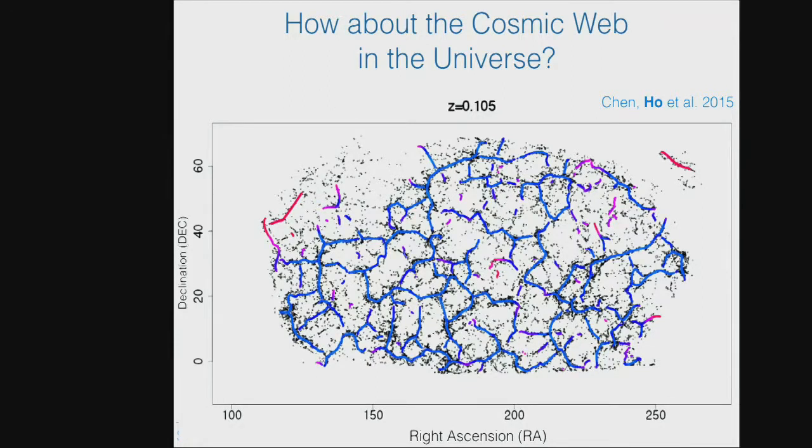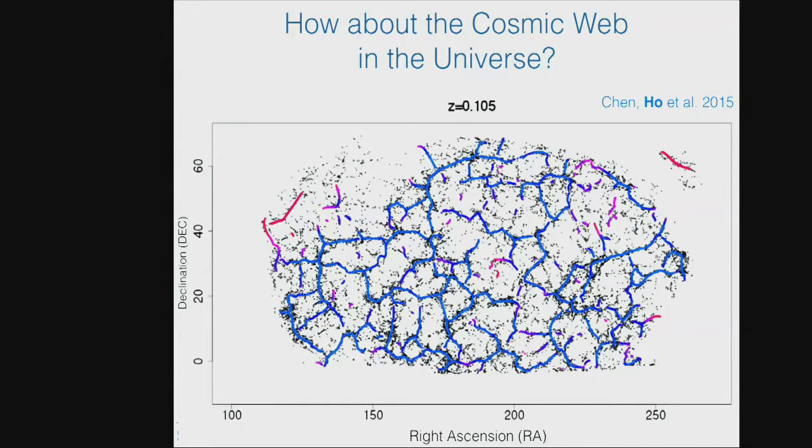And I want to show you a video of going through all of the galaxies in Sloan, from low redshift like 0.105 all the way to 0.7. All the little dots are real galaxies observed in this RA-Dec, right ascension declination plane. This is real data. The colors here show something called the filaments, filamentary structures that are basically ridges in the density field in the universe.